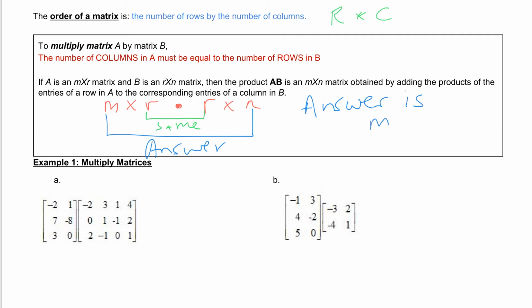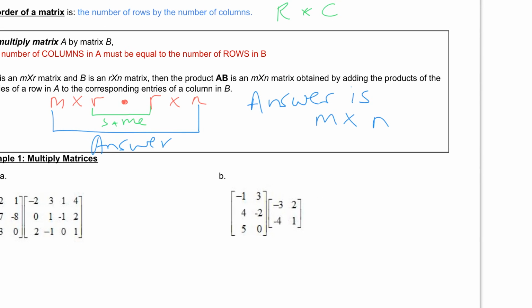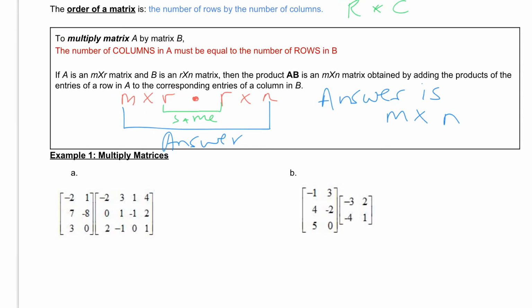The answer is going to be an M by N matrix. Unlike the real number system where you can multiply in either order, matrices don't work that way. You cannot multiply in any order. You can't take this matrix, switch them, and then multiply, because we would then have R by N times M by R, and these two are not the same. If they're not the same, then you can't multiply them. So that wouldn't work.